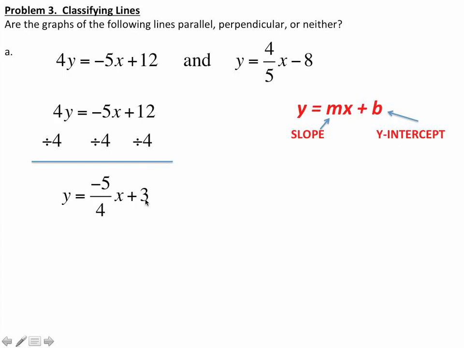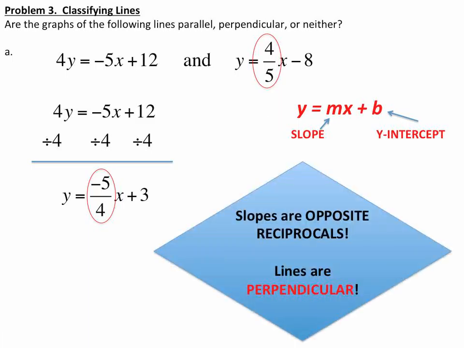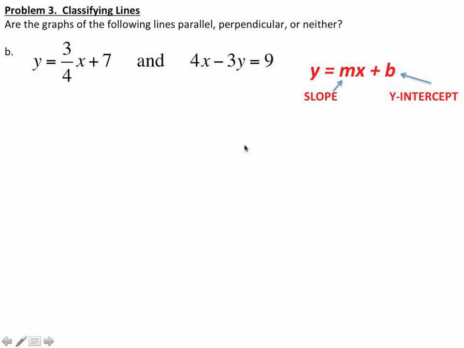Now, if you look at your two slopes, negative 5 over 4, and the good thing about this second problem is it's already in slope-intercept form. So I can find its slope, very simple, 4 over 5. So those numbers are opposite reciprocals, so the lines are perpendicular. One's positive, one's negative, the fractions flipped over. Those are opposite reciprocals. Lines are perpendicular.